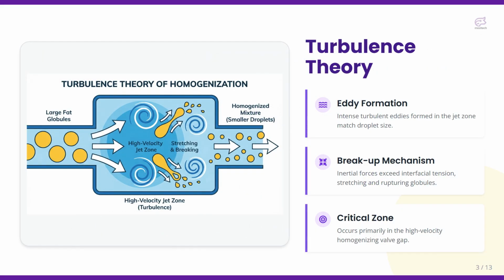Now let us understand the turbulence theory. The diagram shows a high-velocity jet zone. Large fat globules enter this zone. Intense turbulent eddies are formed. These eddies generate interfacial tension forces, stretching and rupturing globules. The critical zone is the high-velocity gap at the valve outlet and impact ring. Thus, turbulence is considered the primary force for droplet disruption.